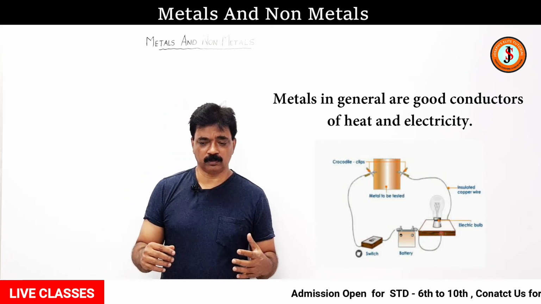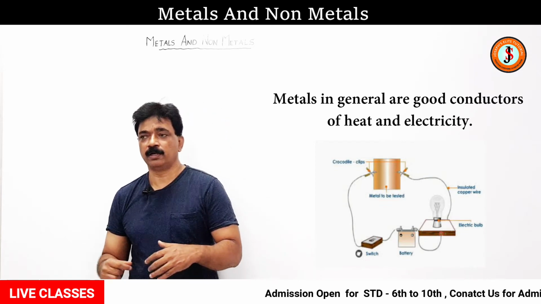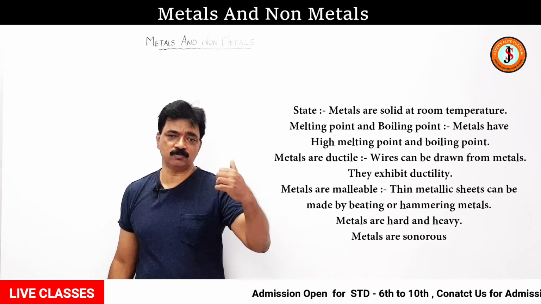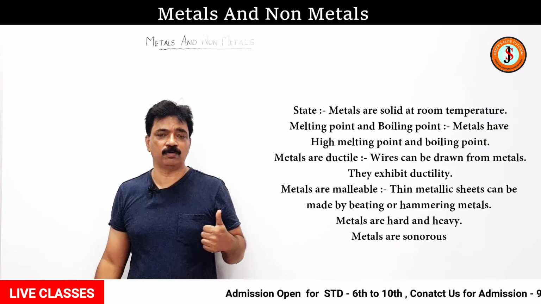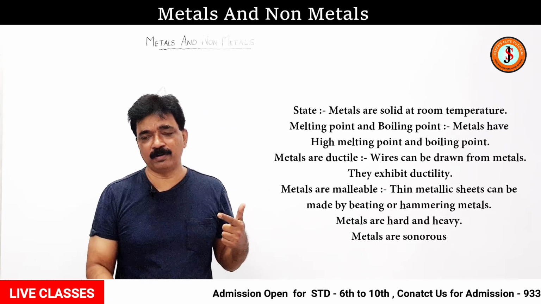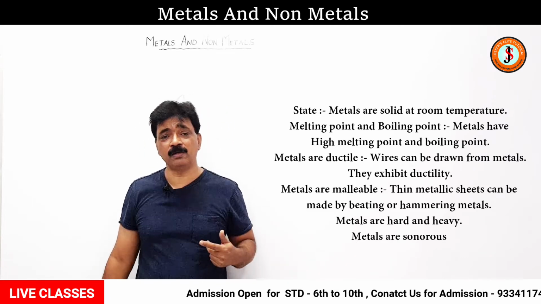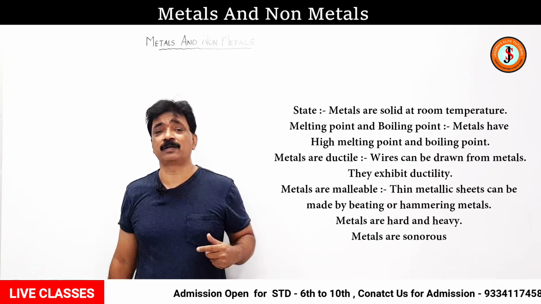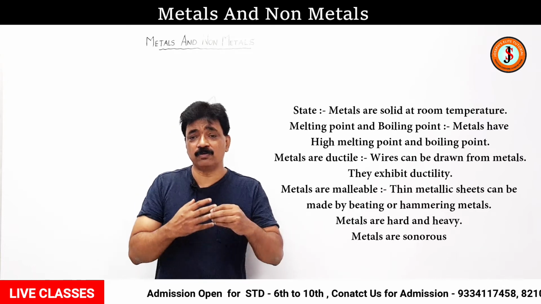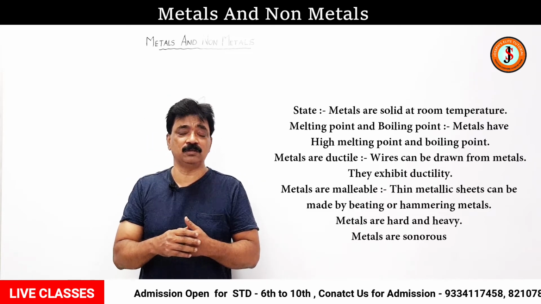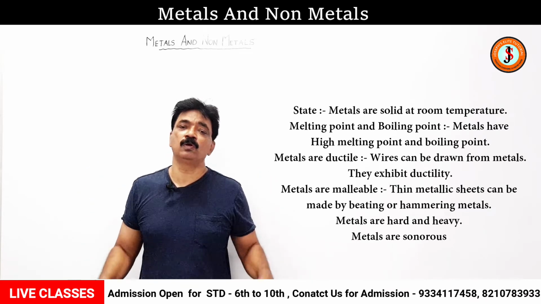So these are the physical properties of metals. Let us go point by point. Metals are solid at room temperature, number one. Number two, metals have a high melting point and boiling point. Number three, metals are malleable. Number four, metals are ductile. Metals are sonorous. Metals have high density. Metals are good conductors of heat and electricity. So these are the points about the physical properties of metals which you should know.